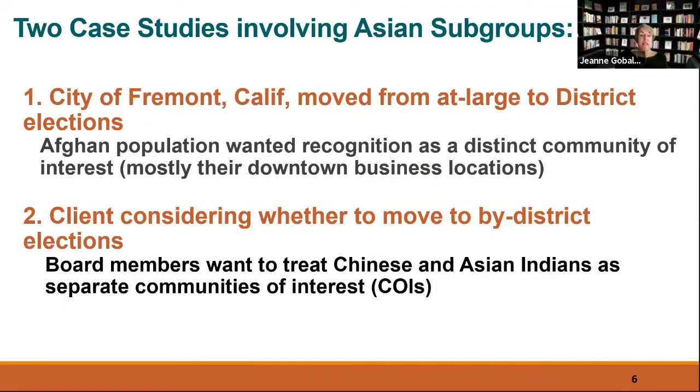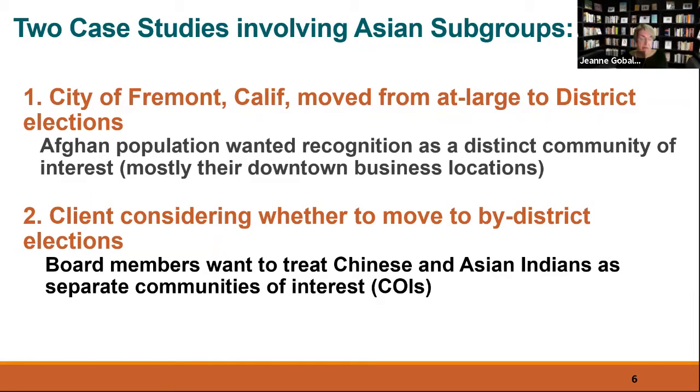Okay, the first case study is of Fremont, California, the city that moved from at-large to by-district elections in 2017. We were called in to help with this project, and we had to follow a very tight timeline because the city was under a California Voting Rights Act challenge that drastically limited the amount of time they had to finish redistricting the city council.